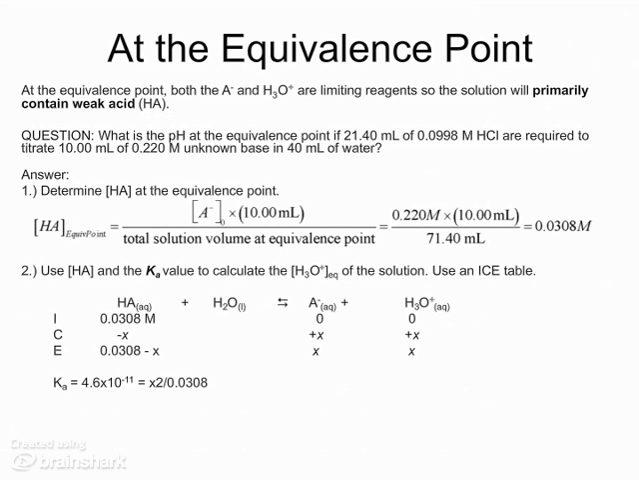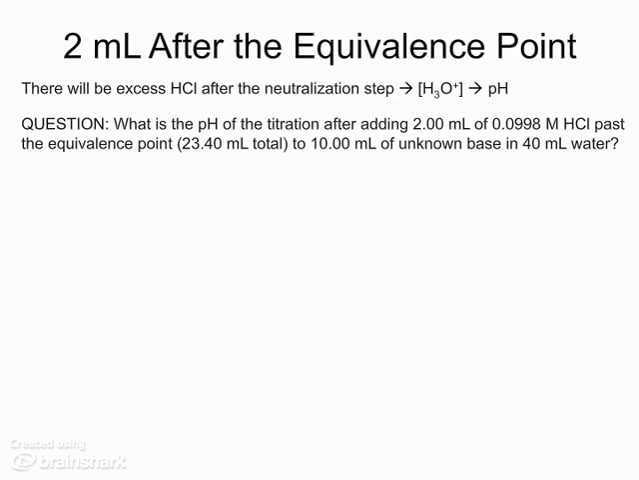Now we can put this in an ICE table to solve for the equilibrium concentration of H3O+ using the Ka value for this acid. So we know that Ka is 4.6 times 10 to the minus 11. We set that equal to x squared over 0.0308, assuming x is small. Then we can solve for pH. So we have pH as the negative log of the x value we found in part 2, and we get 5.59.